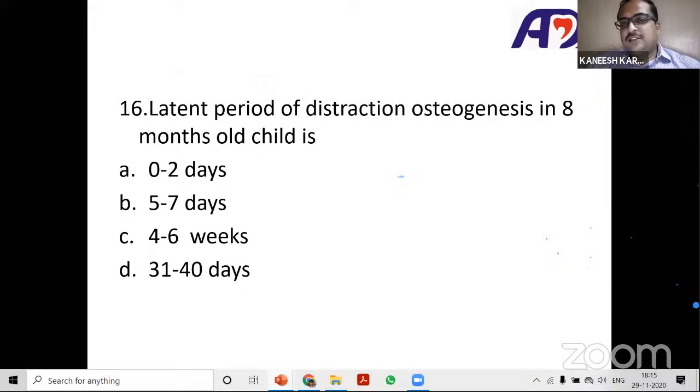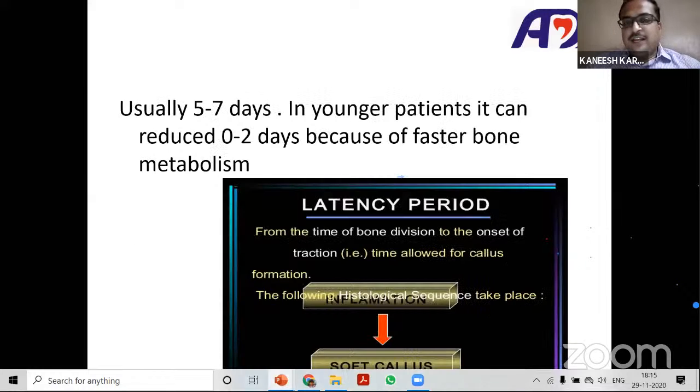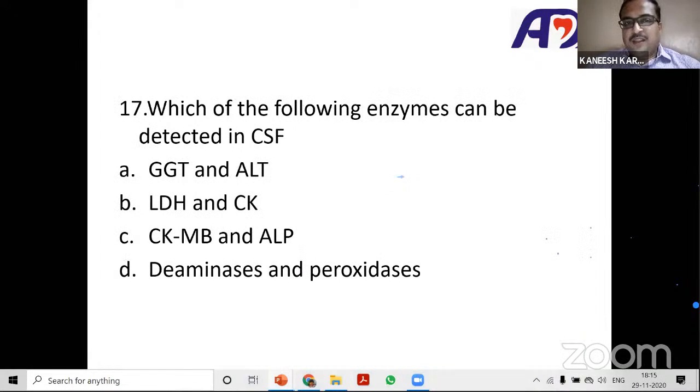Latent period of distraction osteogenesis in 8 months old child. Yes, answer is A. Usually it is 5 to 7 days in adults, but if it is a 8-month-old kid, it is 0 to 2 days because of the faster bone metabolism.